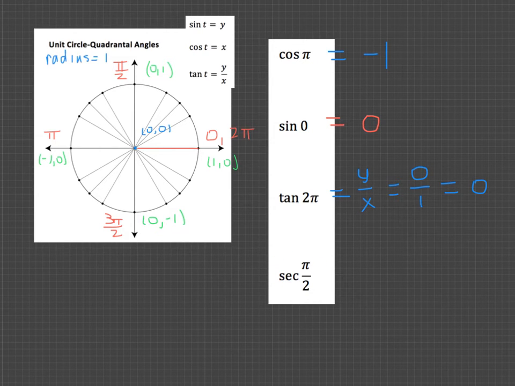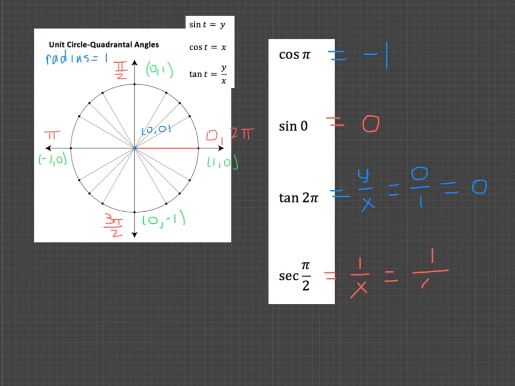So let's remind ourselves of what secant is. Secant is the reciprocal function of cosine. So since cosine is x, secant is going to be equal to 1 over x. Here's the angle, pi over 2, the corresponding point. So we are going to use that to evaluate the secant. We're going to have 1 over the x-coordinate.